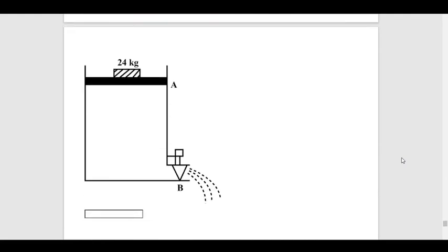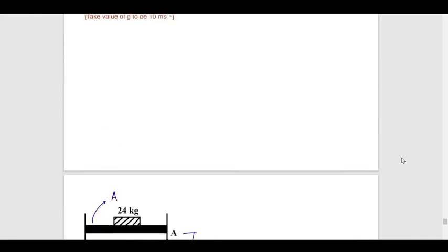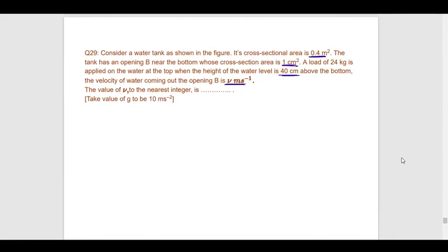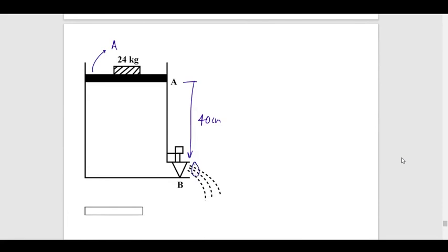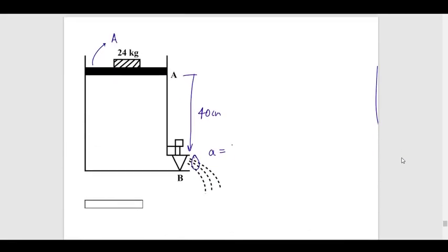So I think this is the configuration. Okay, so this height is given as 40 centimeters. The value of area is given. The area of cross section is 0.4 meters square, and the area of the opening, let us call this small a, is given as 1 centimeter square, right? So this is 1 centimeter square. So how do we figure out the answer?